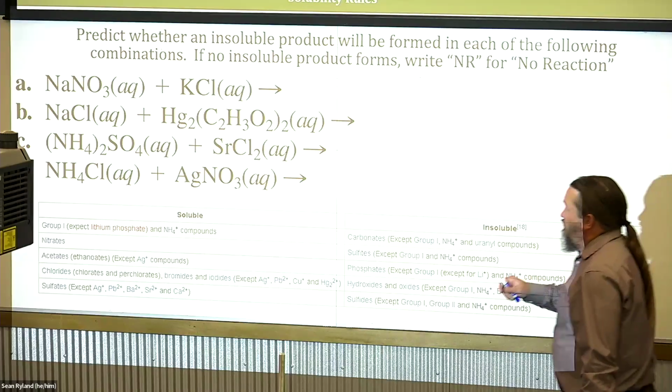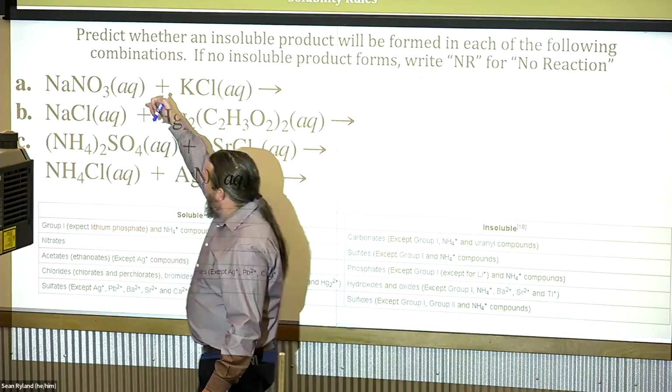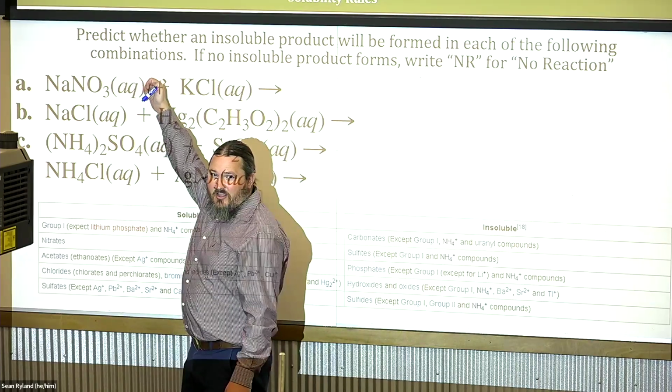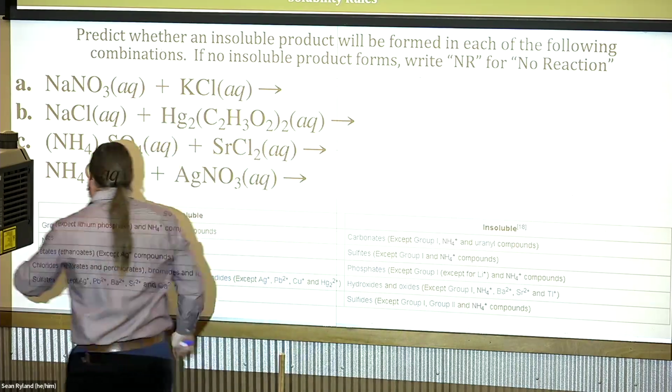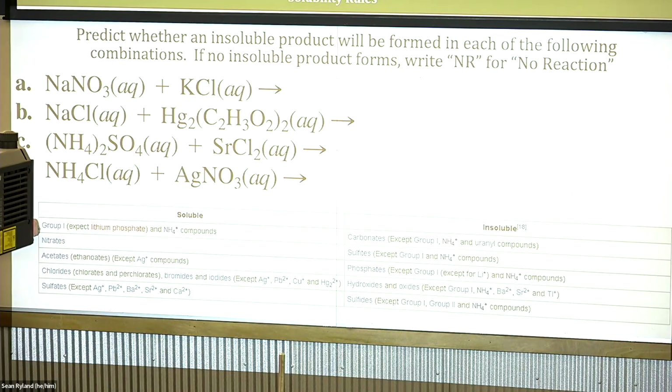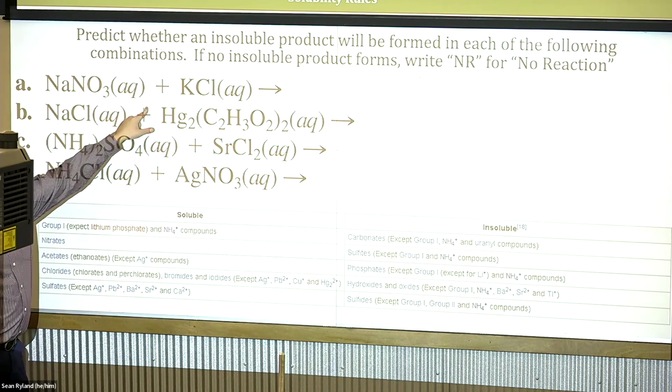So sodium nitrate tells us it's aqueous to start with, and then if we go down here, we can say, okay, well, group 1, that's sodium, and it's soluble except lithium phosphate. So we know that sodium ions are going to be soluble. And we also know nitrates is on our list of mostly soluble, with no exception. So all nitrates are soluble, which makes sense. So this combination should be soluble because it's already dissolved.